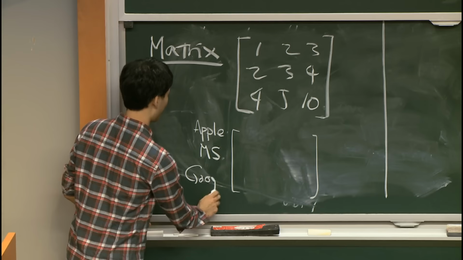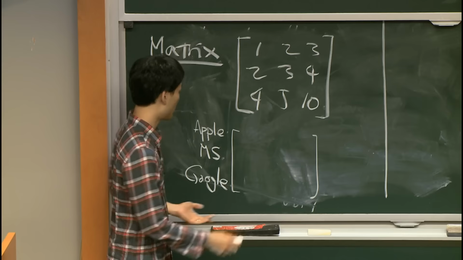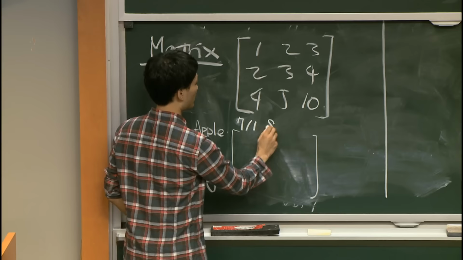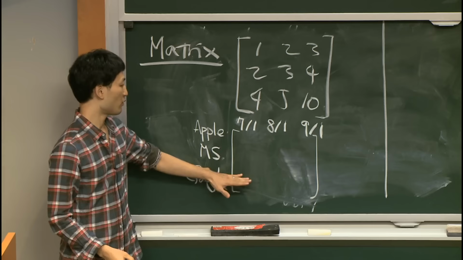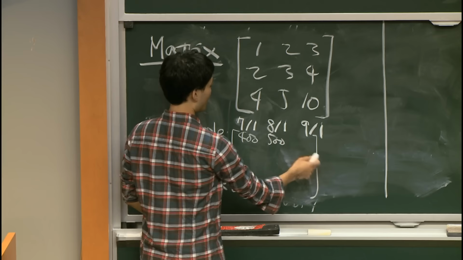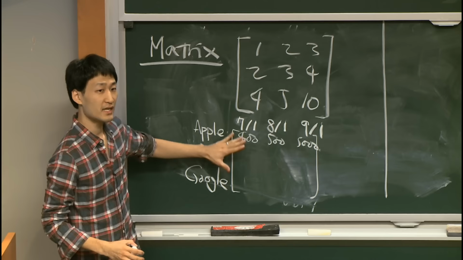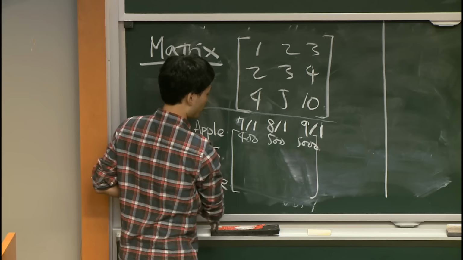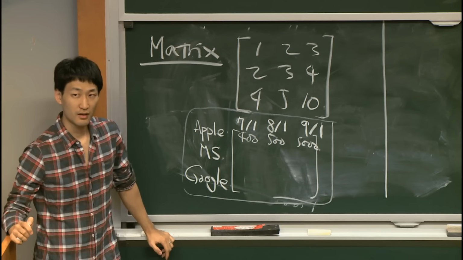And then maybe we can index the columns by dates. I'll say July 1st, October 1st, September 1st. And for the numbers, you can pick whatever data you want, but probably the sensible data will be the stock price on that day. I don't know, for example, 400, 500, and 5,000. That would be great. So this kind of data is just a matrix. Defining a matrix is really simple, but why is it so powerful? That's an application point of view, just as a collection of data.